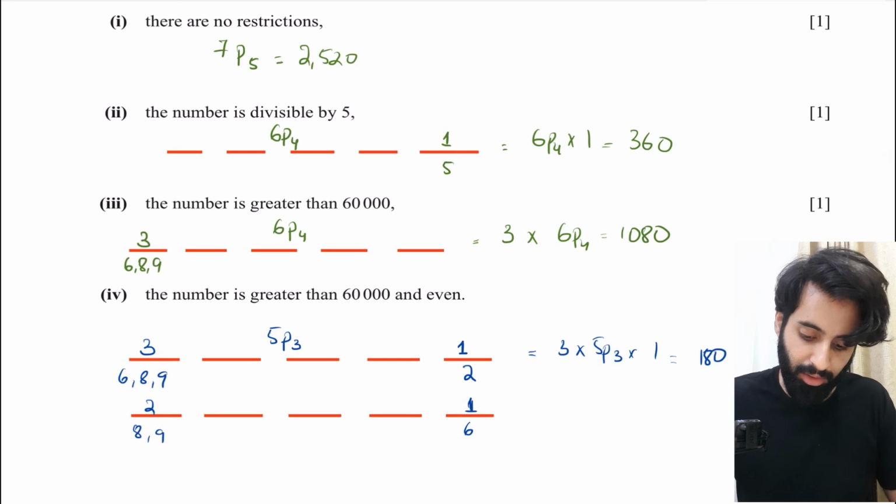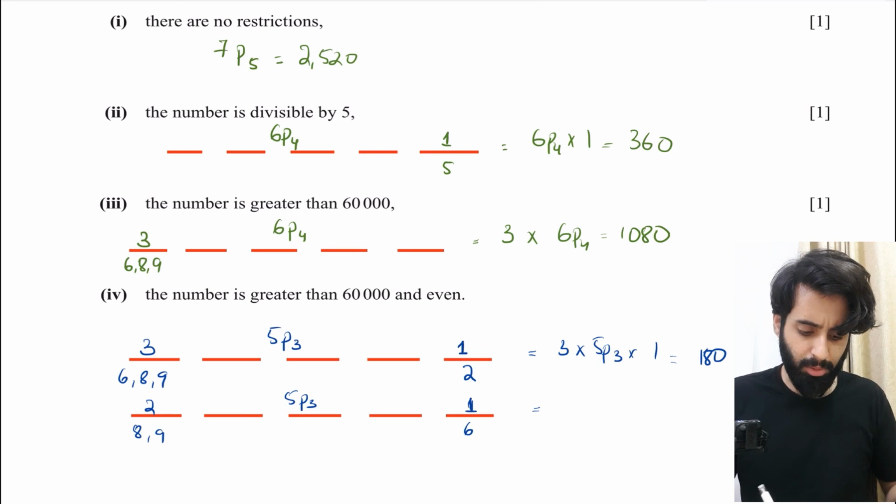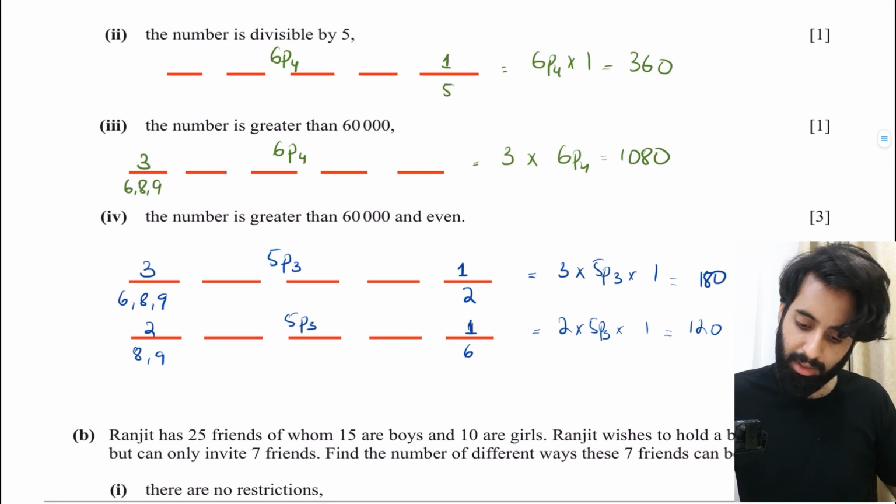And for the remaining 3, again, we had 7 to begin with. Now 2 of them are gone, so that means we're left with 5. And we have room for 3. So 5p3. So 2 times 5p3 times 1. So that's equal to, let me write this down, 2 times 5p3 times 1. So that's equal to 120. Okay, now we're at the home stretch.